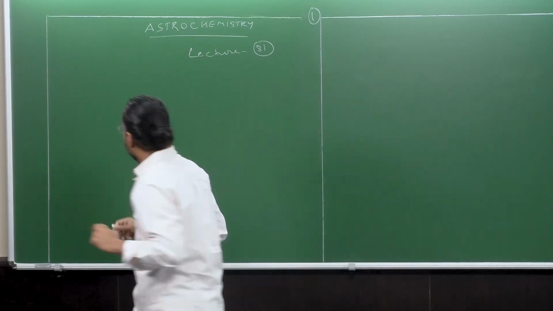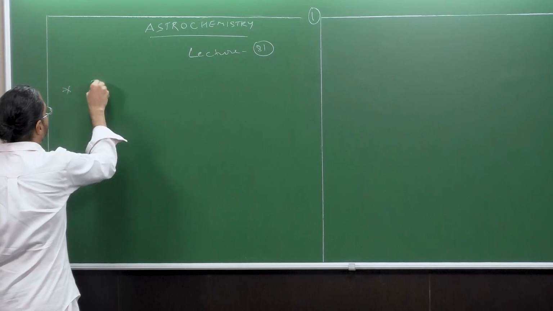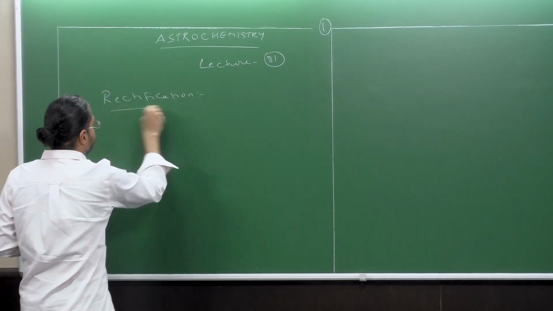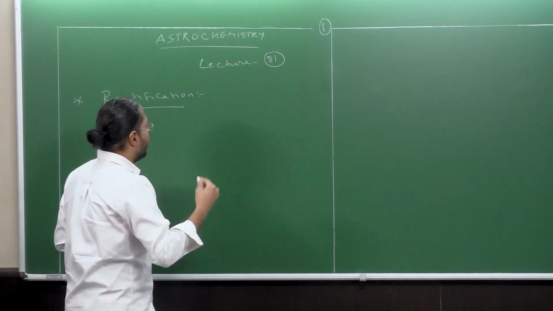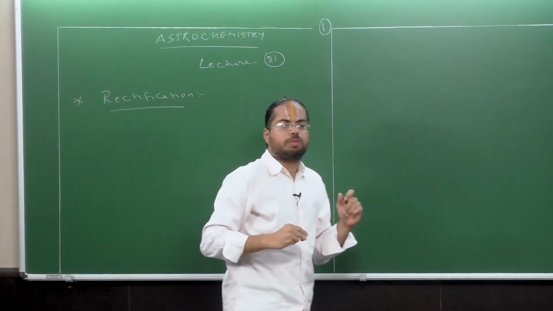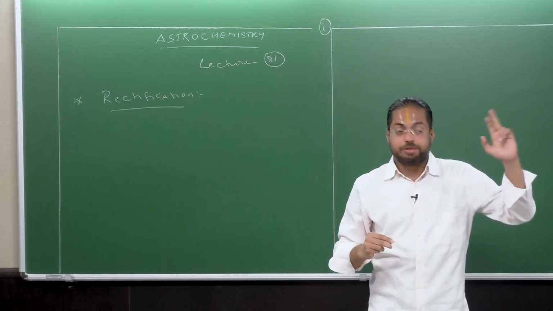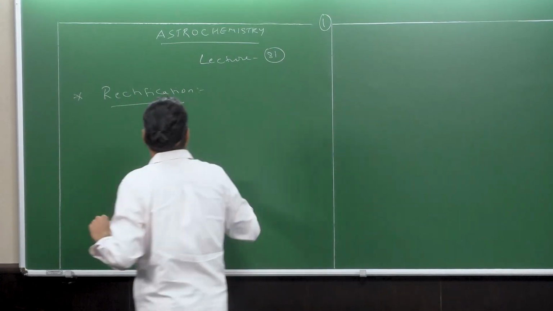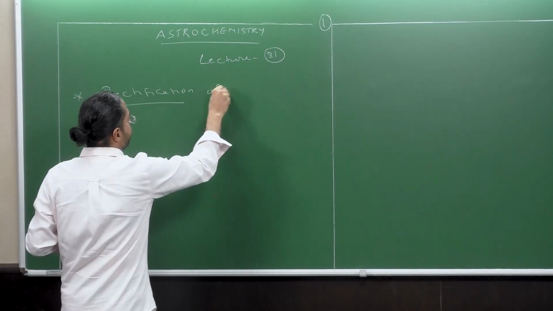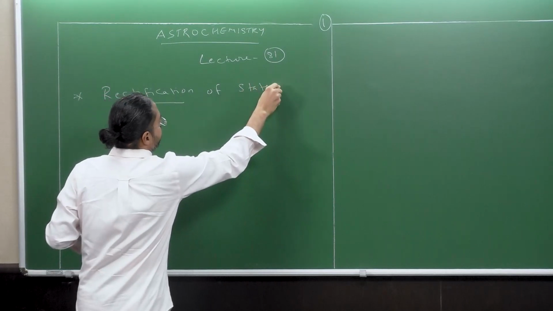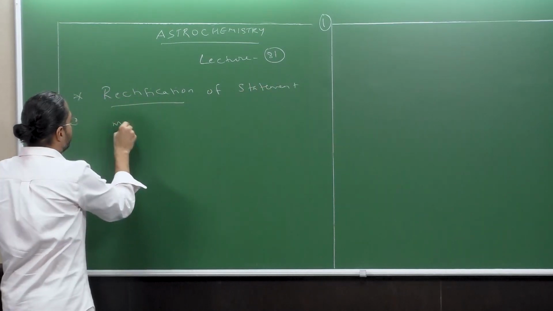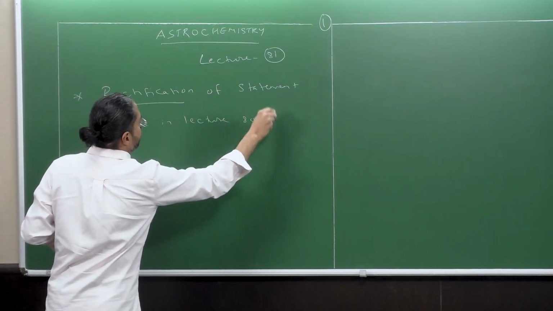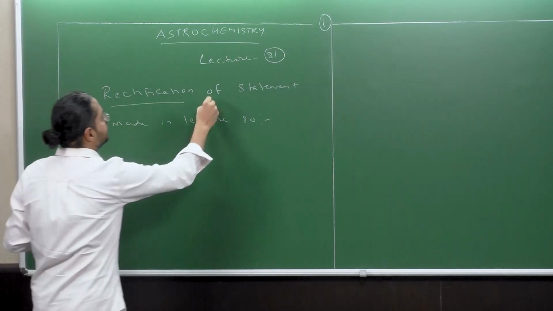The very first thing is a rectification. In lecture 80, I said that the atmosphere of Mercury and Venus are thin. Okay, that was the statement I made. It was a rather vague statement. So, the rectification of the statement made in lecture 80.